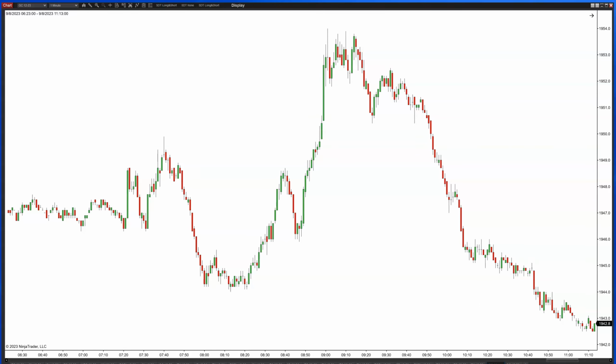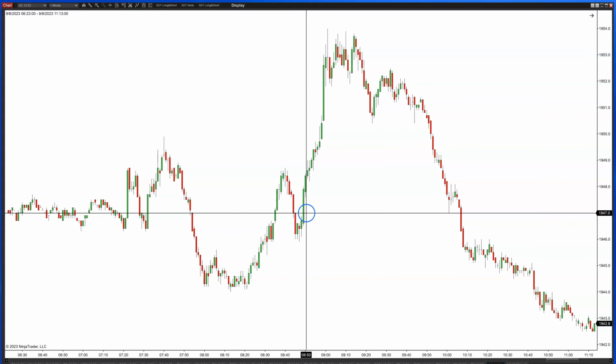Again, I'm not knocking ICT stuff. I just get a chuckle at it sometimes because I see guys on Twitter saying there was an imbalance here. I'm like, okay, how can you see that just by looking at a bar like this? A fair value gap.